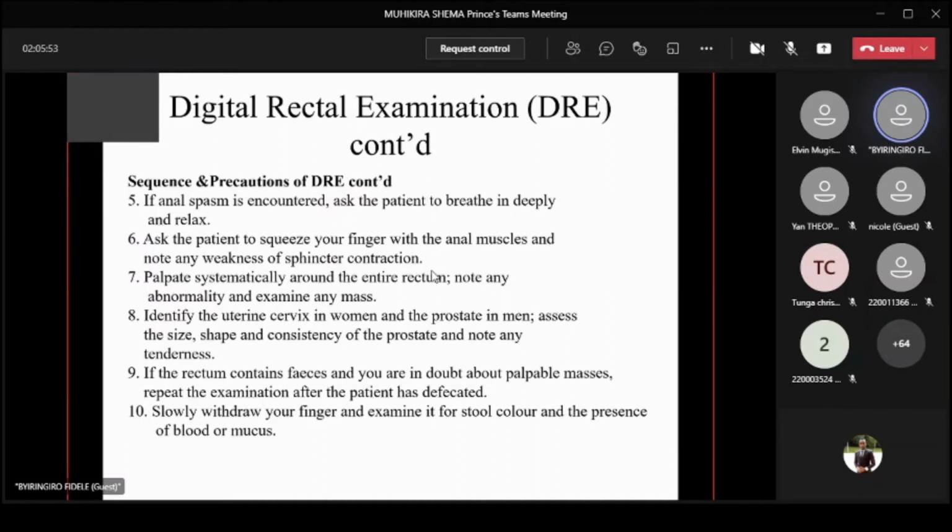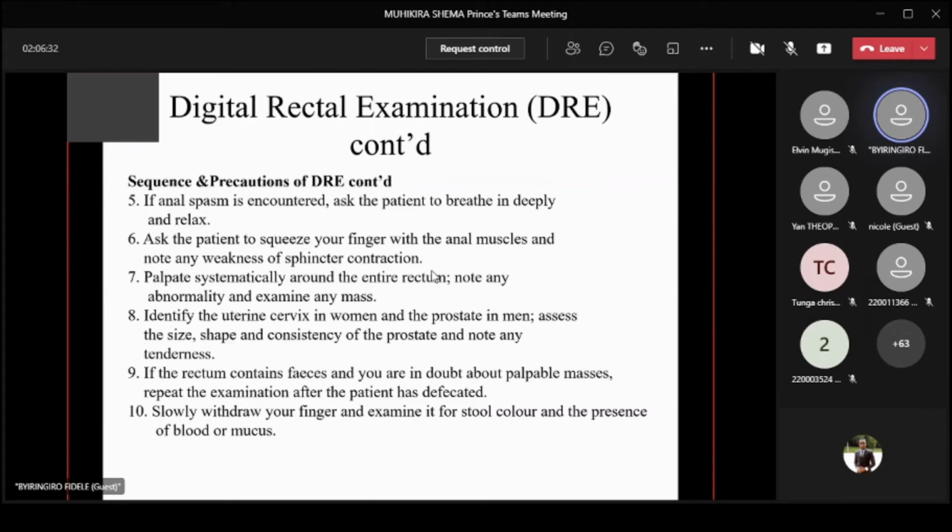You have to palpate systematically around the entire rectum, note any abnormality, and examine any mass. You have to identify the uterine cervix in women and the prostate in men. Assess the size, shape and consistency of the prostate and note any tenderness. If the rectum contains feces and you are in doubt about palpable masses, repeat the examination after the patient has defecated. Slowly withdraw your finger and examine the finger for stool color and the presence of blood or mucus. This is how you examine the rectum gently.